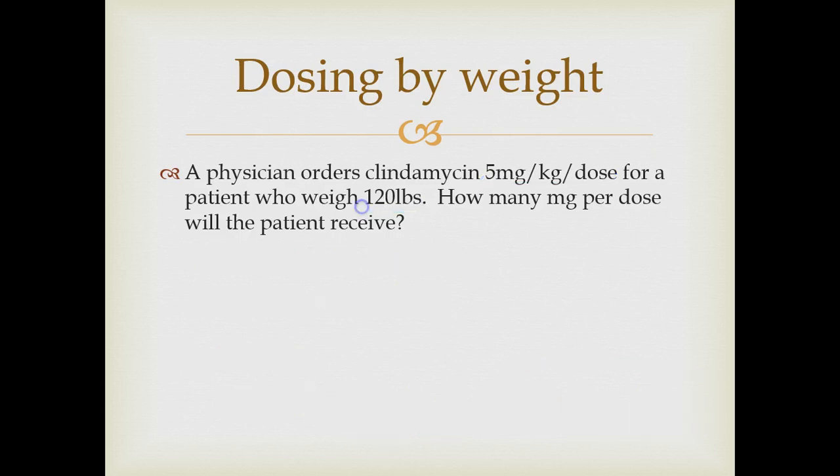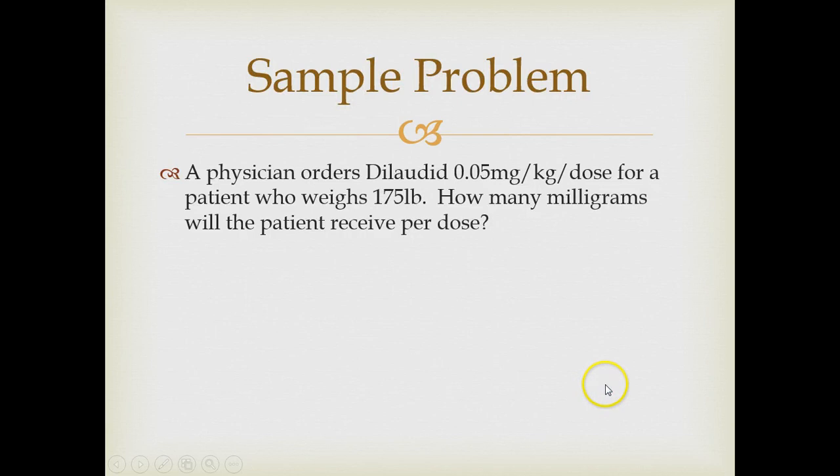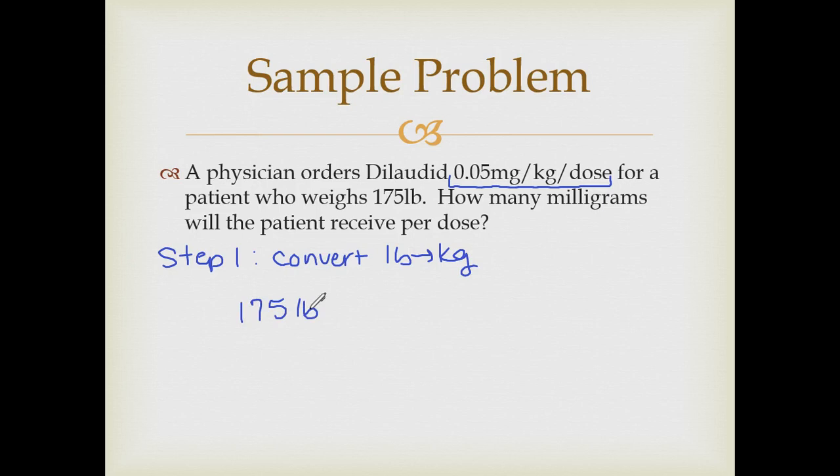Now let's look at an example like that one more time. A physician orders dilaudid 0.05 milligrams per kilogram per dose for a patient who weighs 175 pounds. How many milligrams will the patient receive per dose? Now again, the patient can only receive 0.05 milligrams for every single kilogram. So step 1, we're going to convert pounds to kilograms. I'm going to take 175 pounds and divide that by 2.2. So 175 divided by 2.2 gives me 79.55 kilograms.